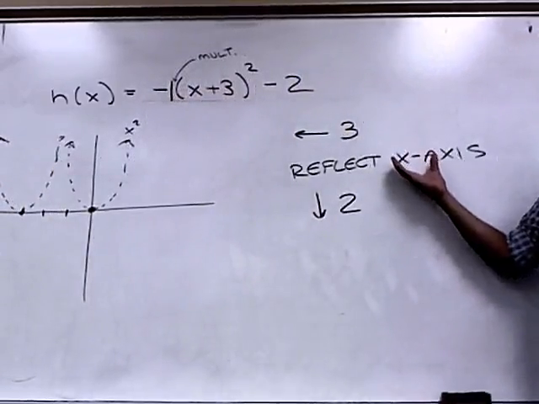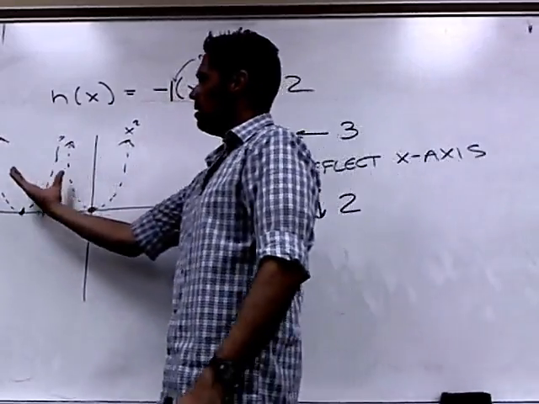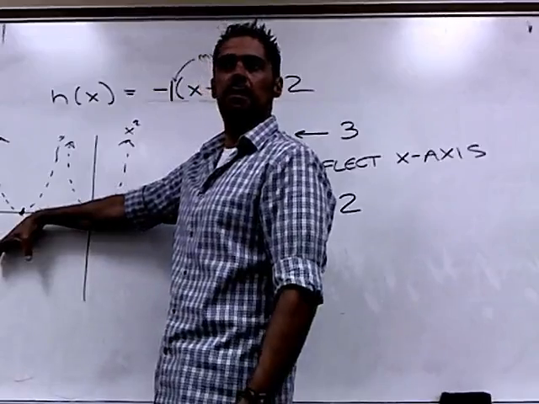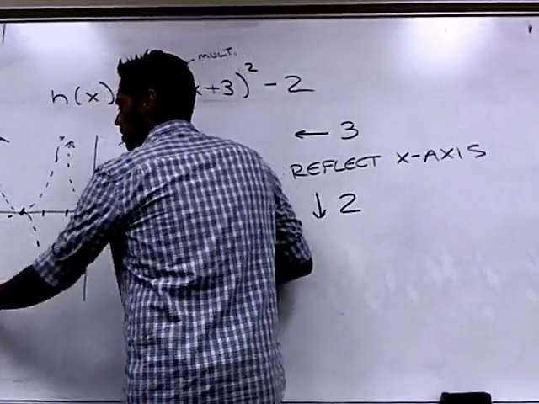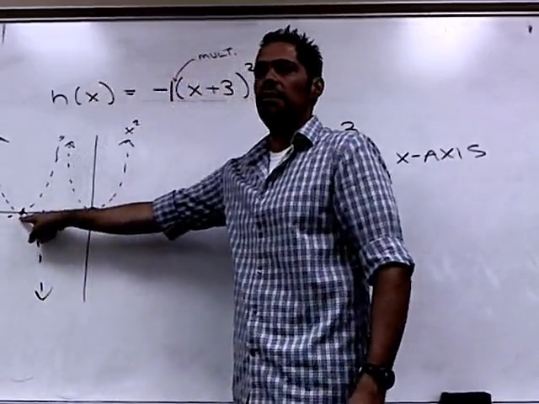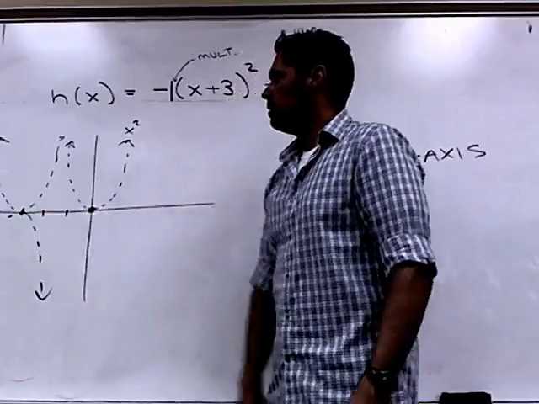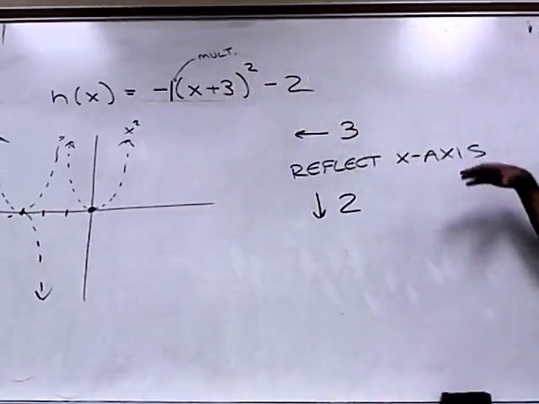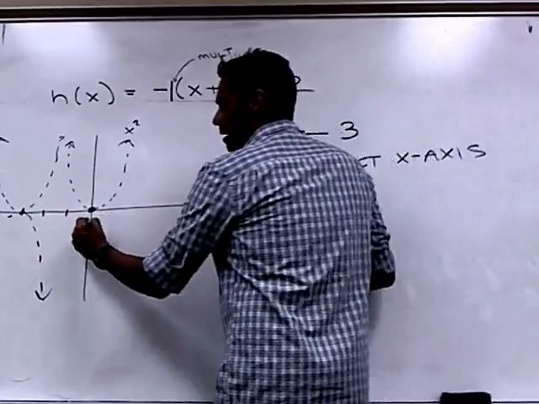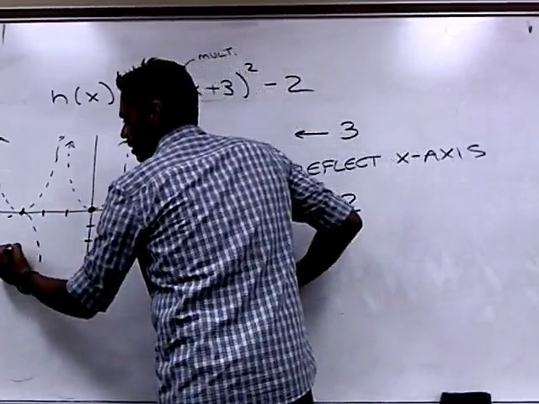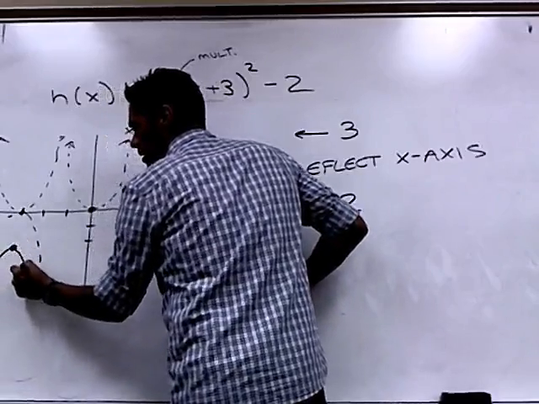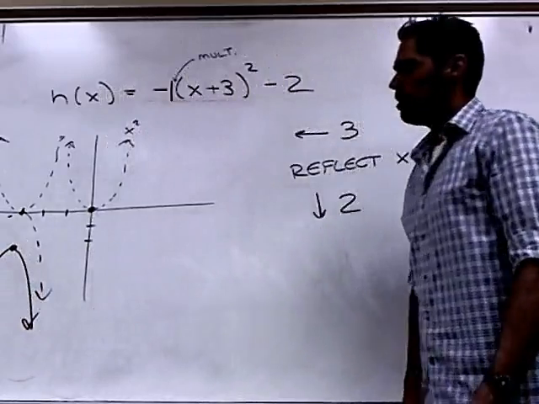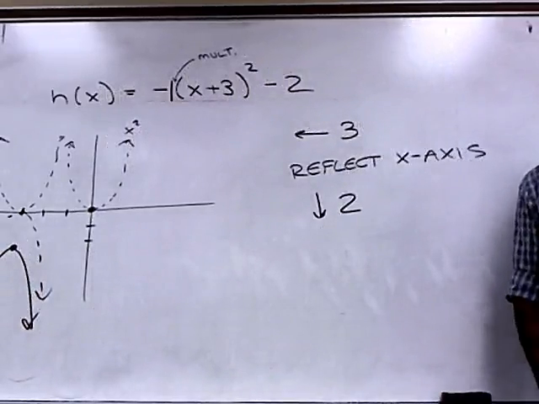Now my reflection over the x-axis is going to take this and just make it open down instead. Notice the reflection does not change that point. It stays there. And then, whole thing down 2. So if I mark out 1, 2, here we go. It would be there. And now I'll draw it solid. And that's all I'm looking for. Okay?